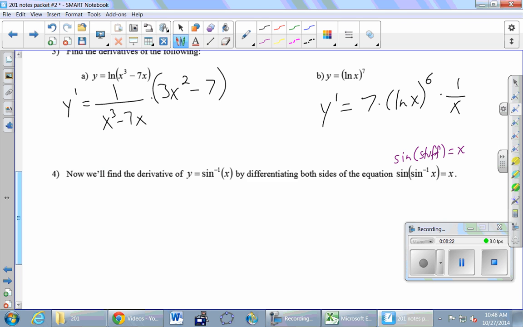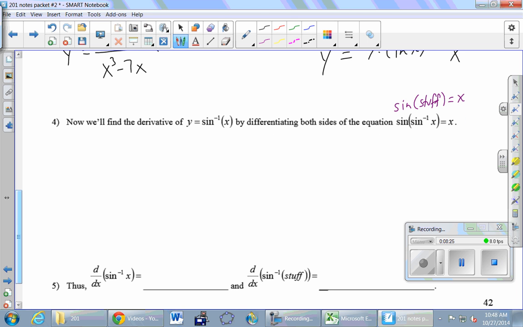So let's write that. Derivative of both sides. So we go cosine of the stuff times, oh, I don't need to write stuff. Cosine of what is this stuff in this case? Inverse sine x times the derivative of the stuff. And again, the stuff is inverse sine x. What's the derivative of the right-hand side? Just 1.